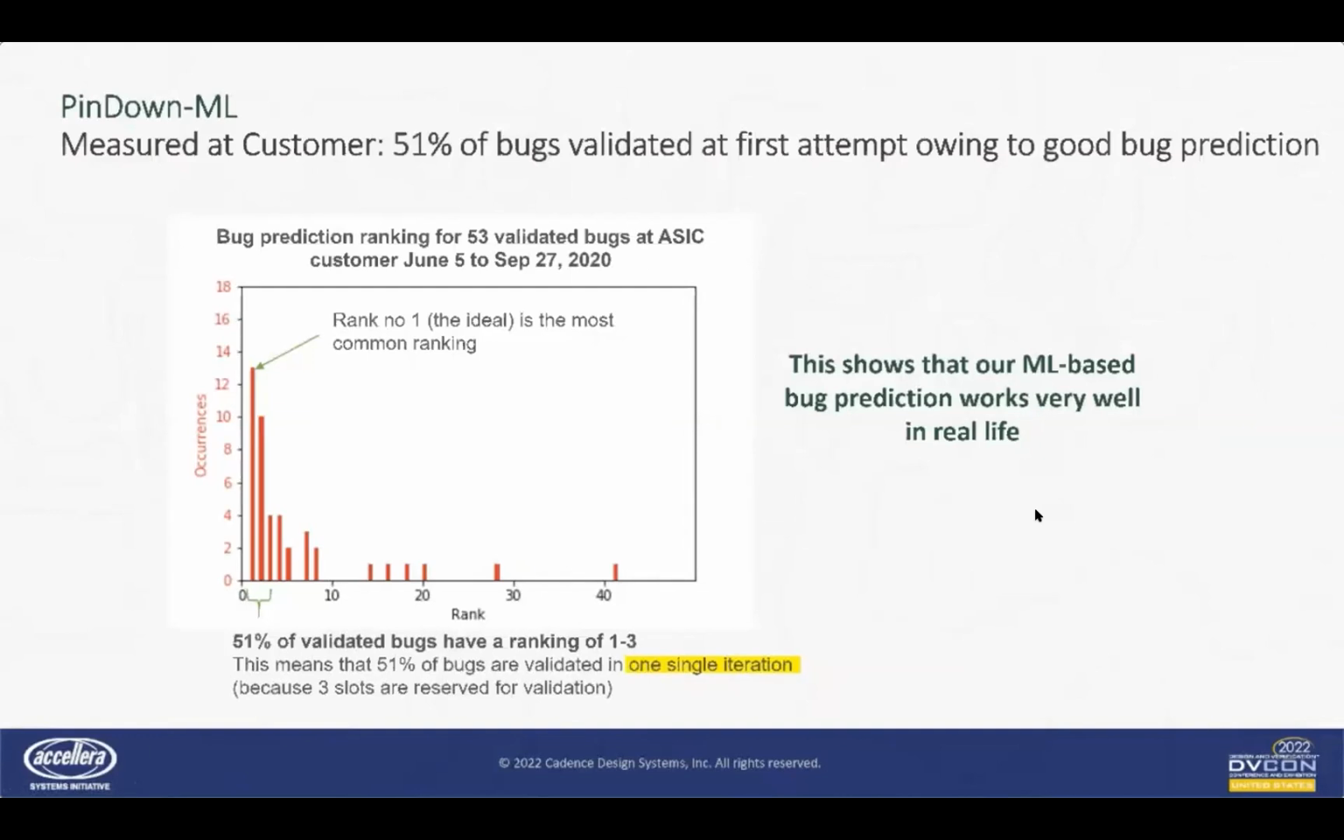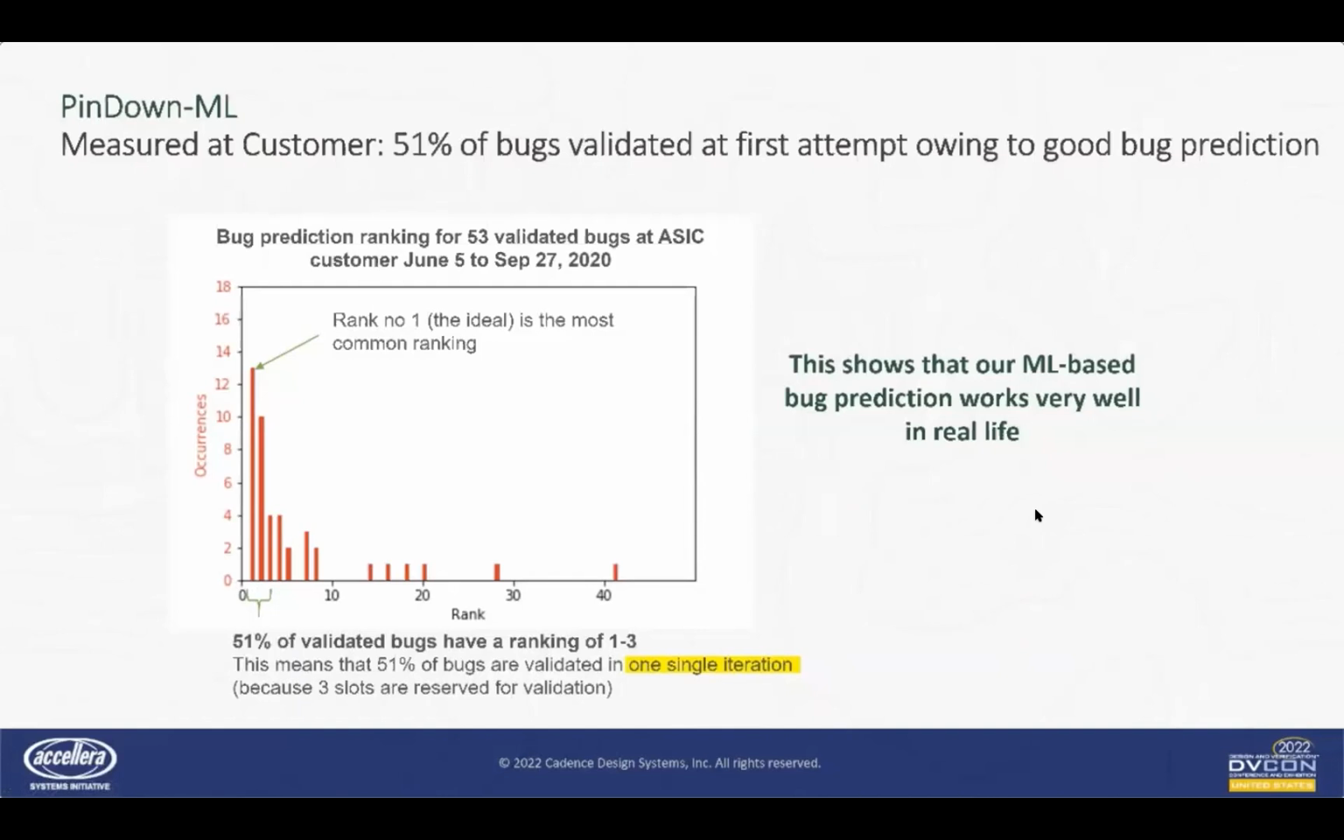What ranking did the bug prediction say? If the bug prediction works, they should have been ranked as the highest risk, because in the end, when they were validated, they turned out to be the bug. And so how often do you get rank number one? If you look at this graph, rank number one, the ideal, is the most common ranking, which is good. But on top of that, 51% of validated bugs have ranking 1, 2, or 3.